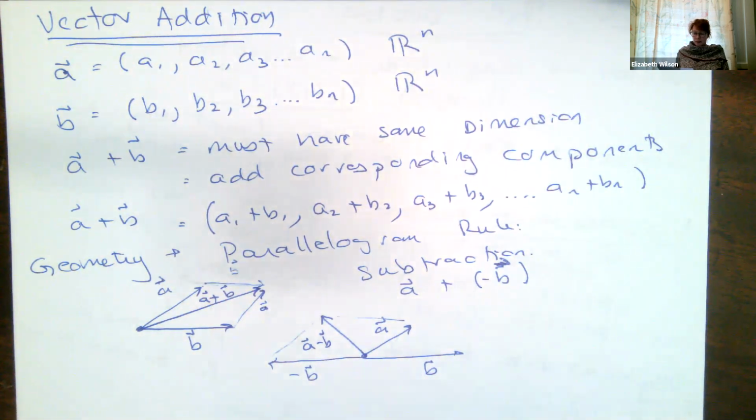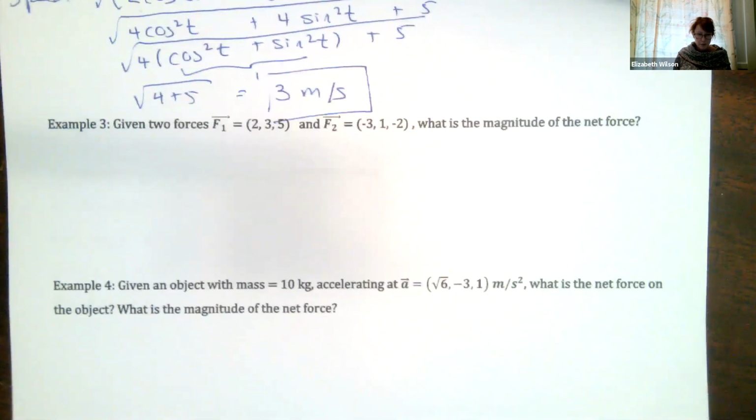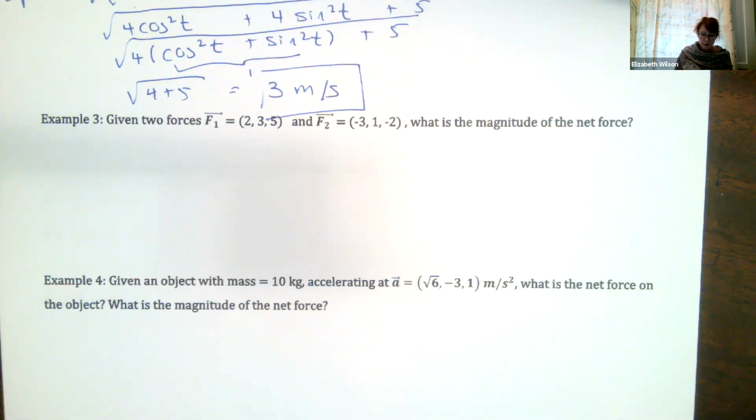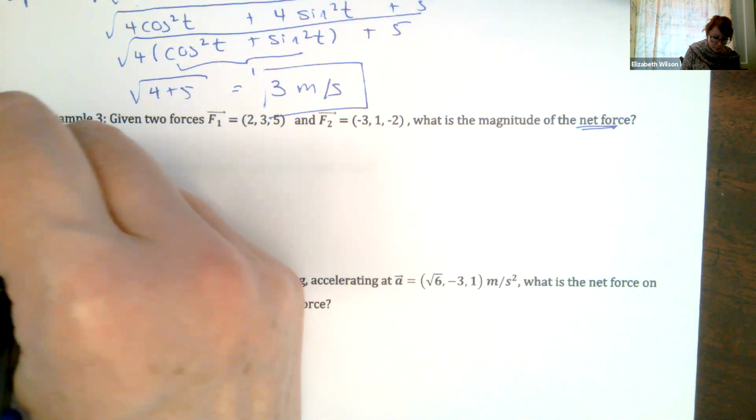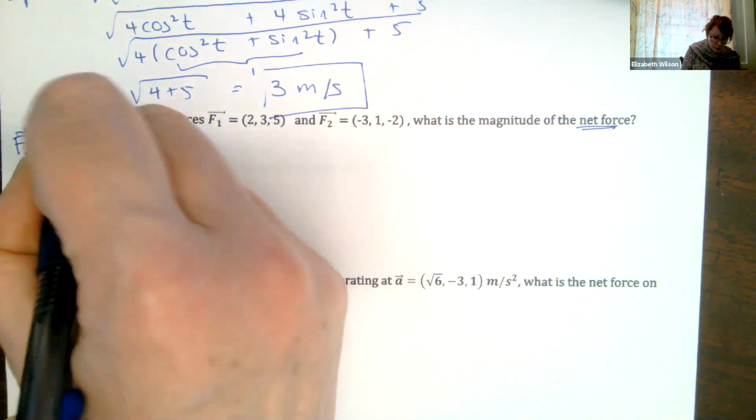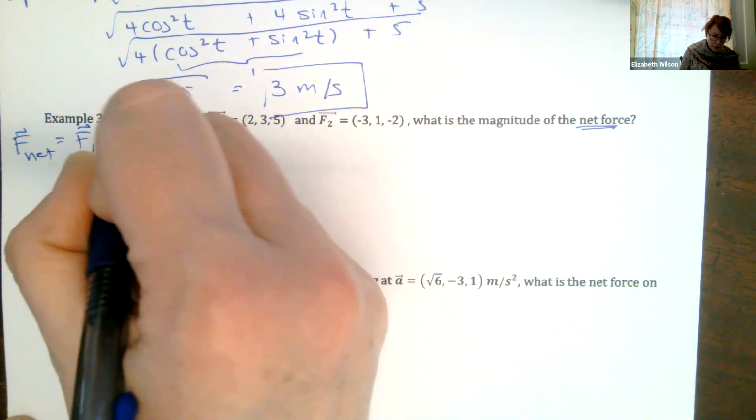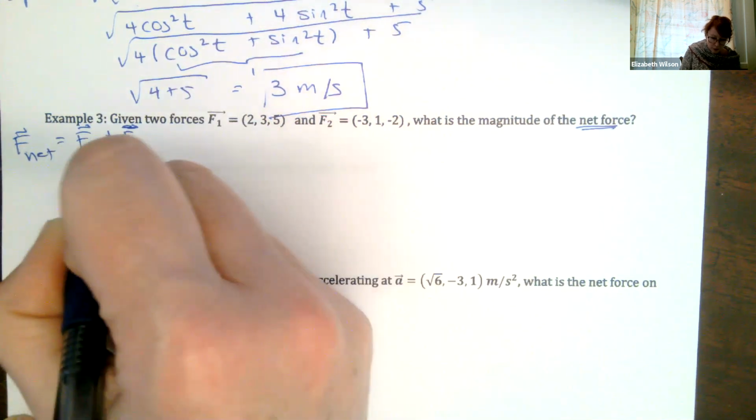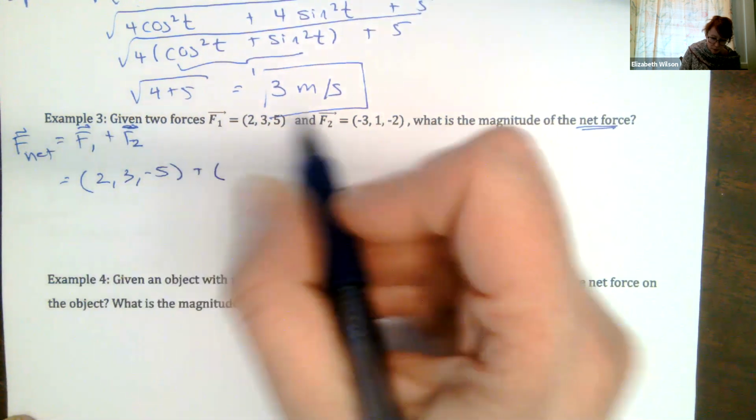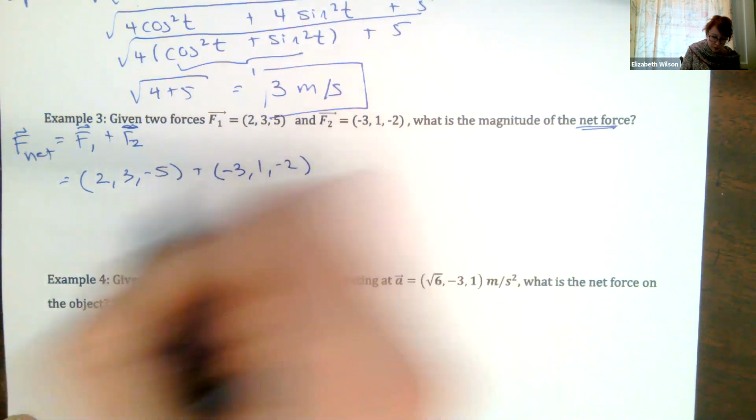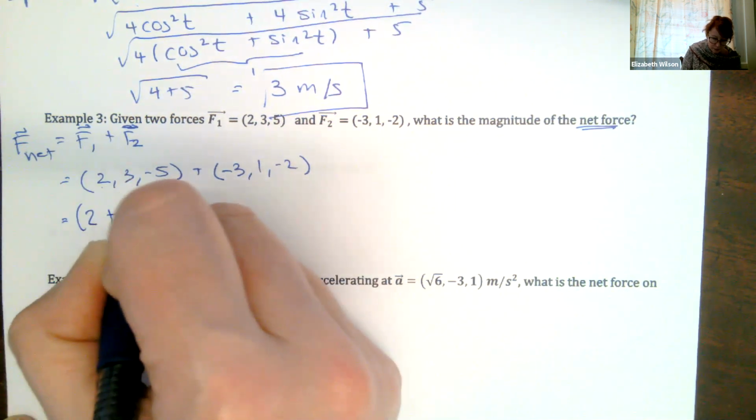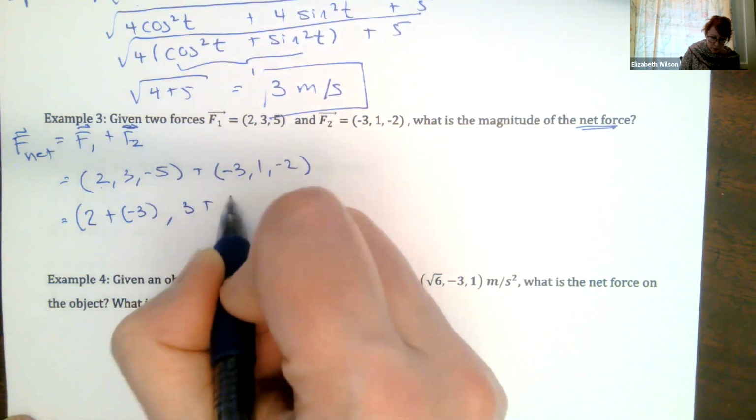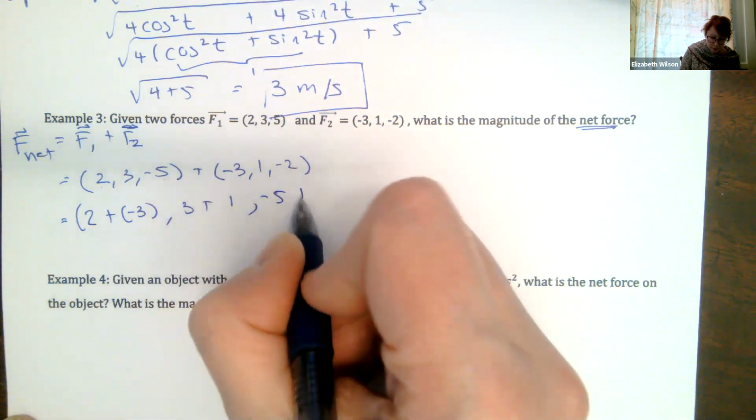All right, let's try example 3 on our lecture examples. Example 3 says we've got two forces, F1 and F2. What's the magnitude of the net force? The net force is the sum of our two forces, so my net force is F1 plus F2. I'm going to go F1 = (2, 3, -5) plus F2 = (-3, 1, -2). So my net force is 2 plus -3, 3 plus 1, -5 plus -2.